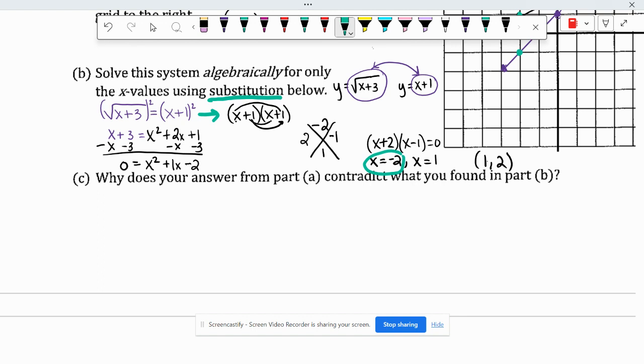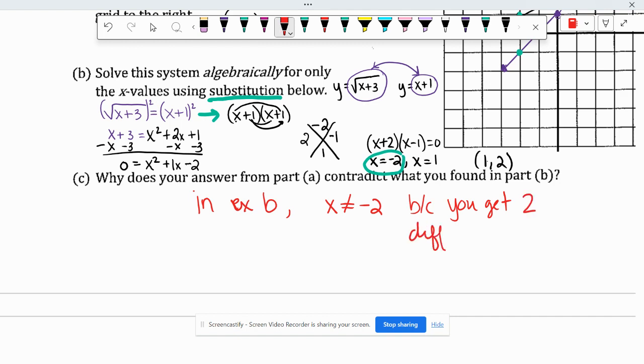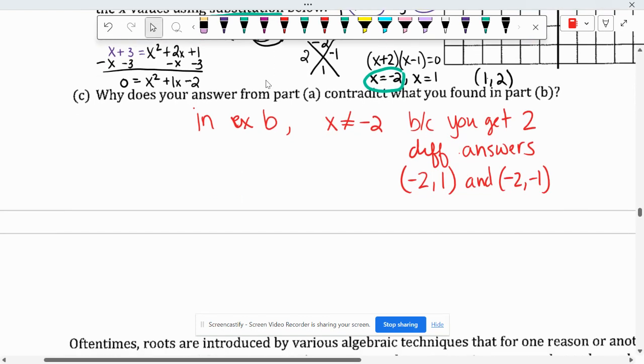So why does your answer from part A contradict what you found in part B? Well, in example B, x cannot equal negative 2 because you get two different answers. You get negative 2 comma 1 and negative 2 comma negative 1, and that's not possible. Okay, so that's why.